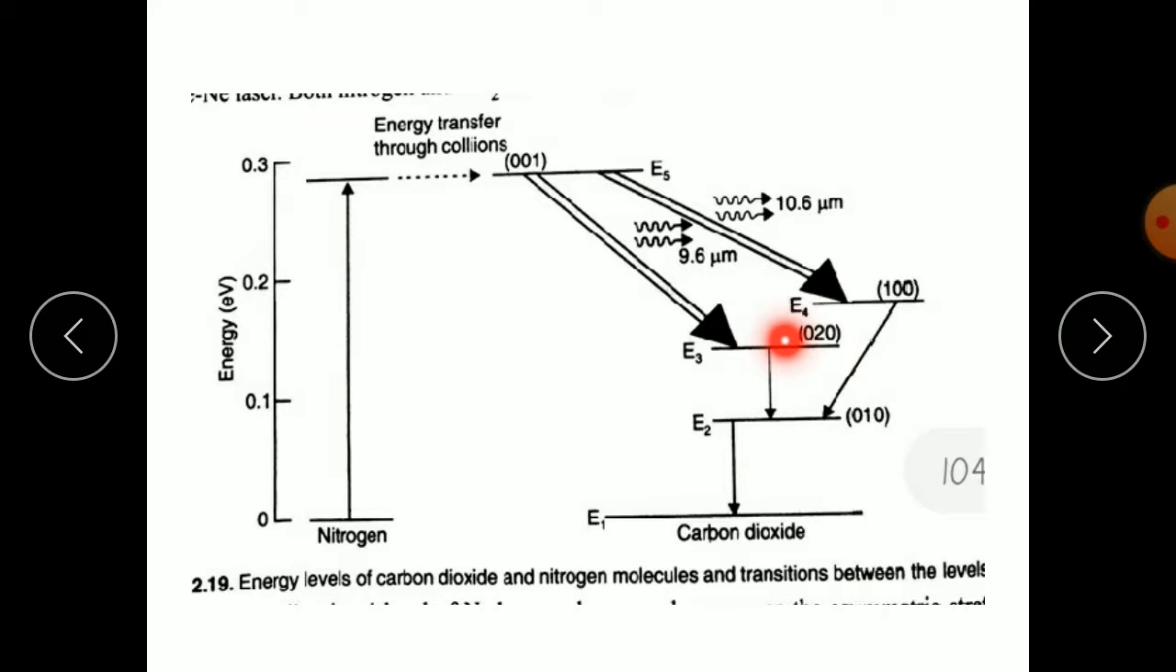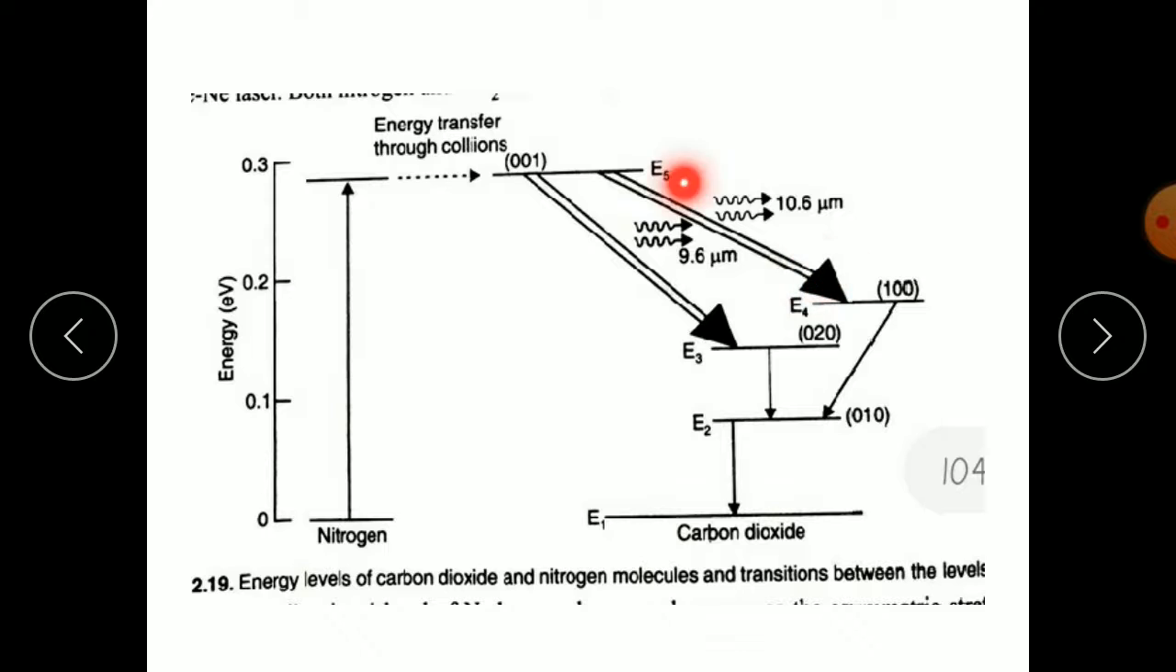These carbon dioxide molecules collide with the helium atoms inside the tube, and they lose their energy. This is an inelastic collision. They lose their energy and come to the E2 energy level. So this is the first non-radiative transition, from E2 to the ground state. Again this carbon dioxide molecule comes to the ground state E1, and again this cycle goes on.